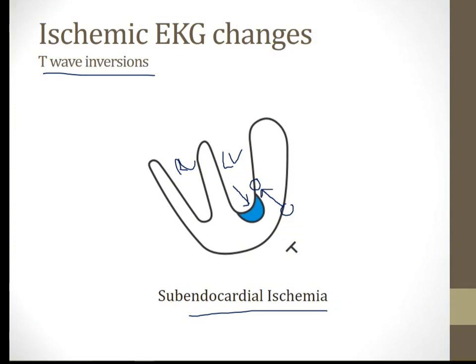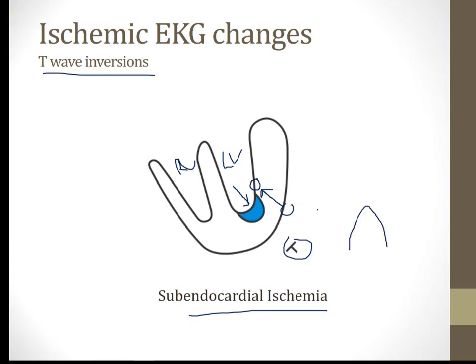Now, I told you before that waves of depolarization create an upward deflection when they are going toward an ECG lead like this one. Waves of repolarization are the opposite. They create an upward deflection when they are going away from the ECG lead. So because we have repolarization, not depolarization, repolarization going away from this ECG lead, the normal T wave is upright like this.